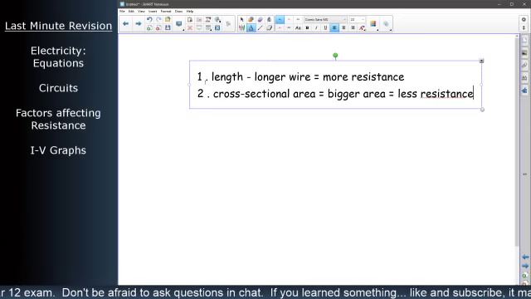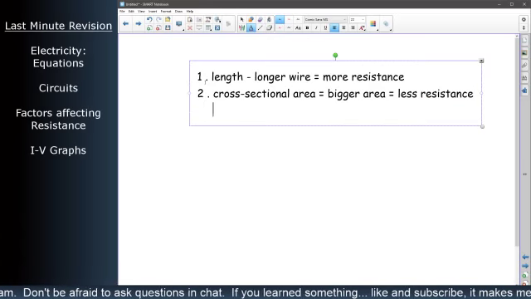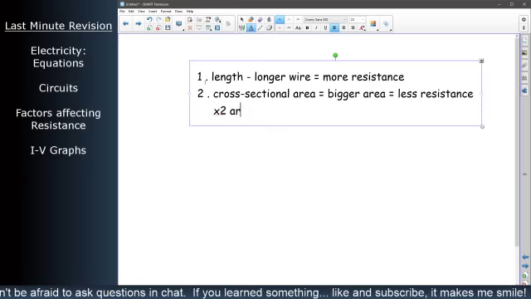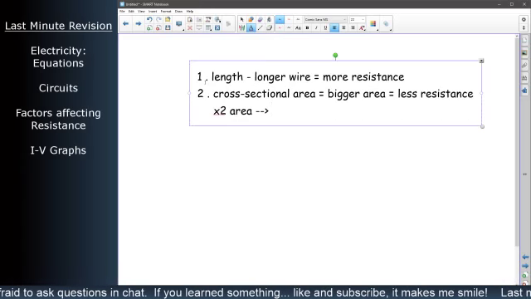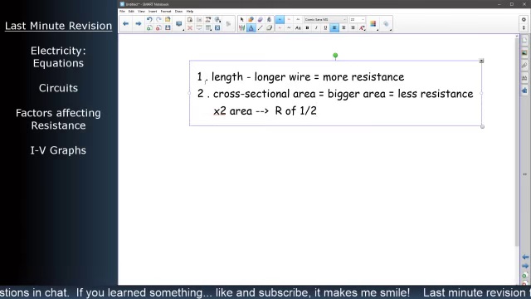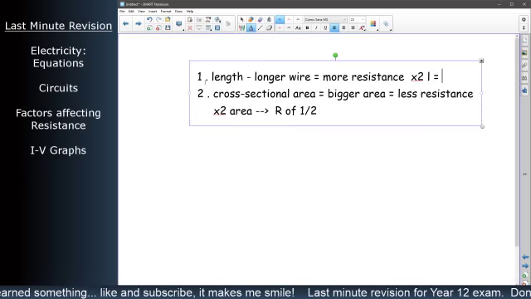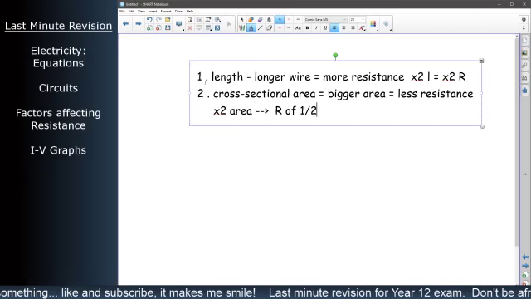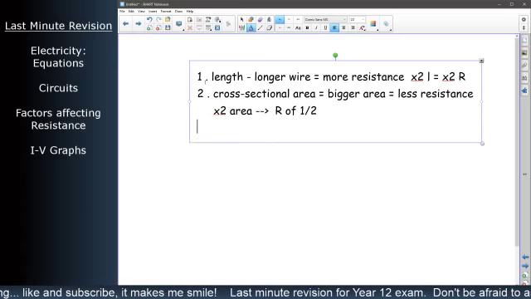And in fact, we can do better. Multiplying the area by 2 means that you get a resistance of a half. Multiplying the area by 4 gets you a resistance of a quarter. Doubling the length, times 2 length, gives you times 2 resistance. They're proportional to each other.